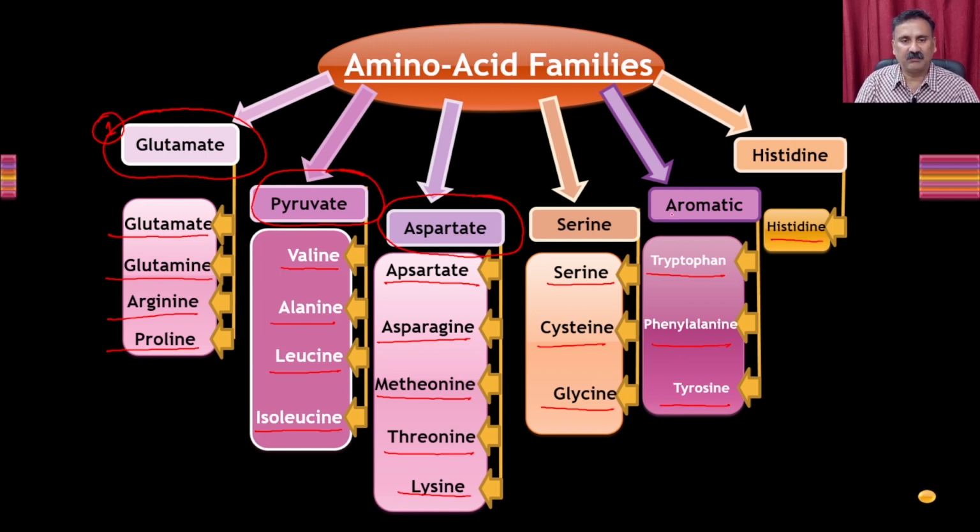So these are some of the amino acid families based on biosynthesis. You can have the glutamate, the pyruvate, the aspartate, the serine, the aromatic amino acids, and also the histidine. Now let's see how you can have the biosynthesis of some of the amino acids. We'll start with glutamate.